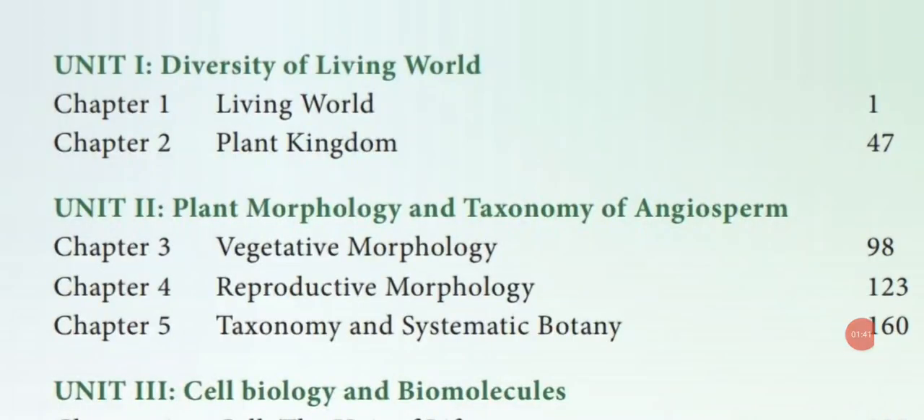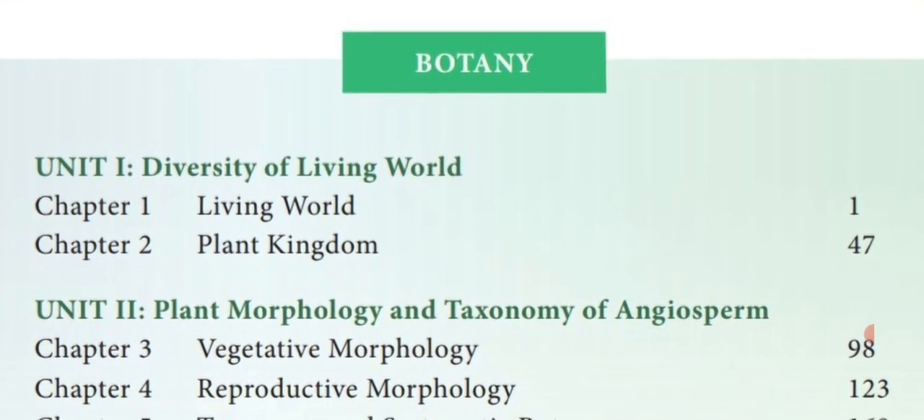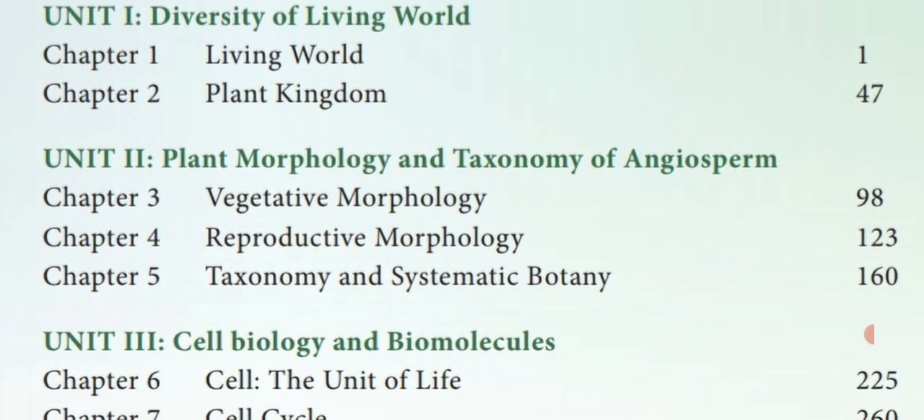Dear students, this is your botany book content. The first unit, diversity of living world, contains 2 chapters. First chapter, living world. Second one, plant kingdom. Then the second unit is plant morphology and taxonomy of angiosperm. Plant morphology means study of external plant parts.